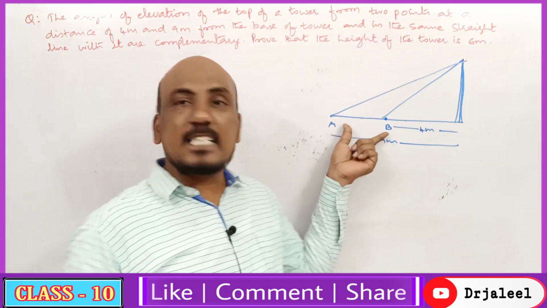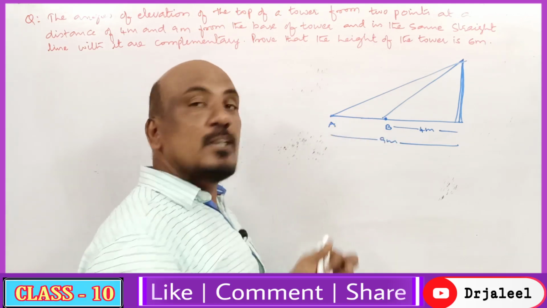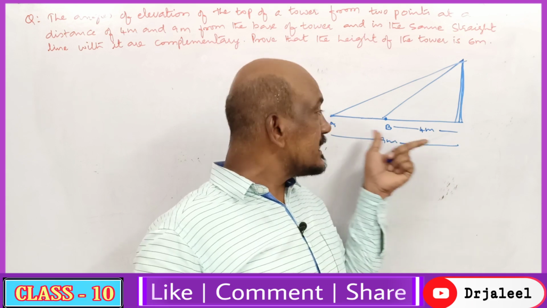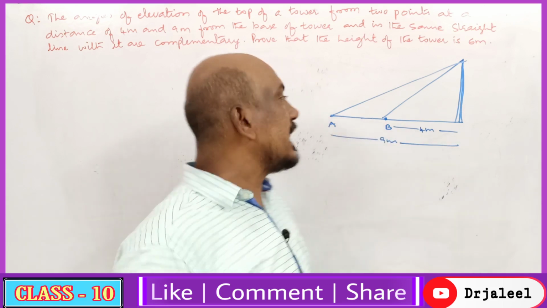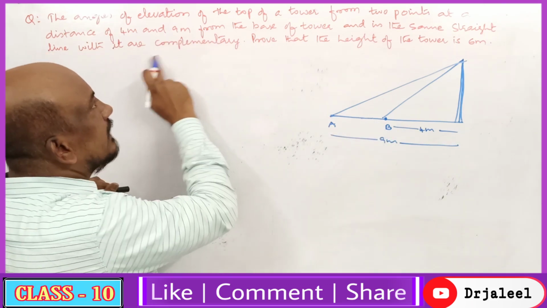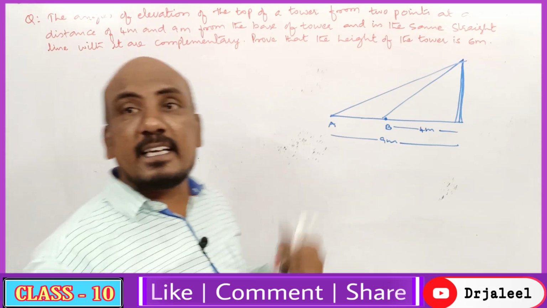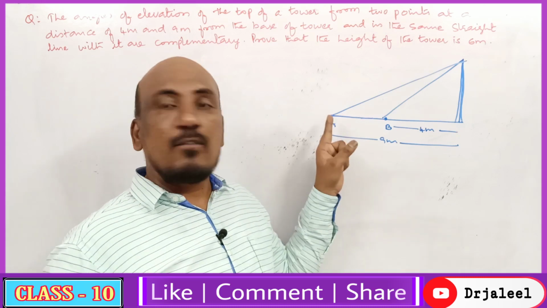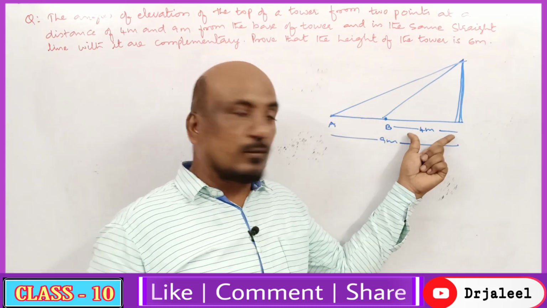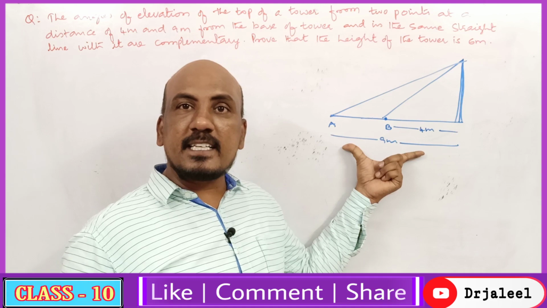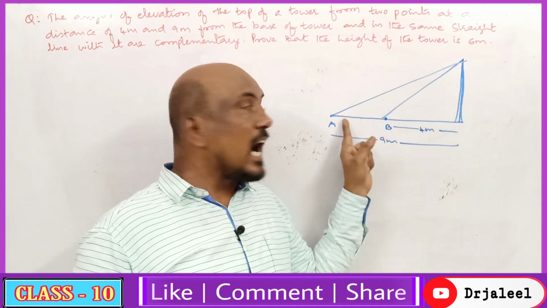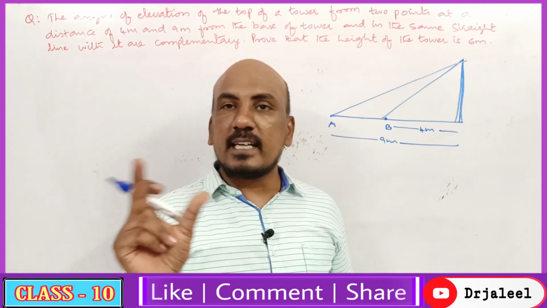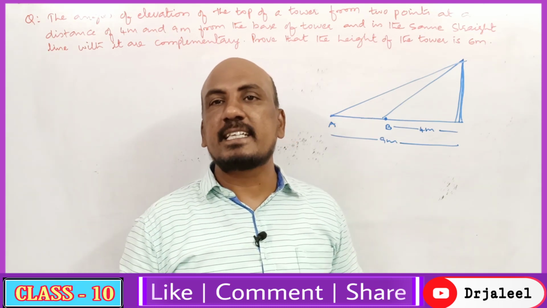He says that both the points are in the same straight line, because you may say, sir, if we take B here, A can also be here. No. He says both the points are on the same line. With it are complementary. What are complementary? The angles of elevation from 2 points which are 4 meters and 9 meters away from the foot of the tower are complementary. Complementary means what? The sum of both the angles must be 90 degrees.